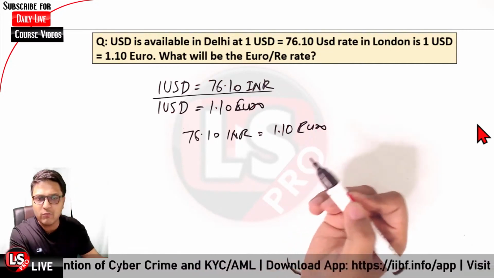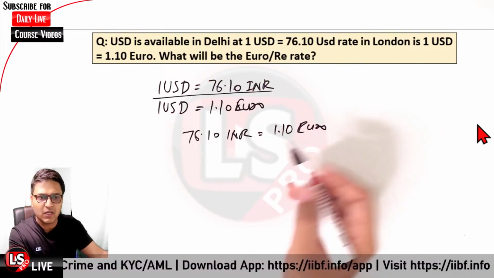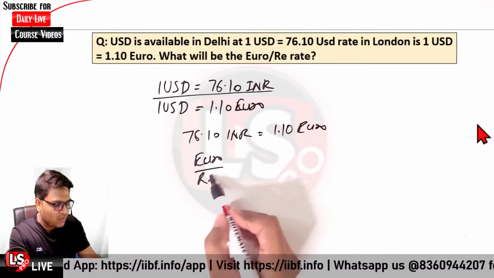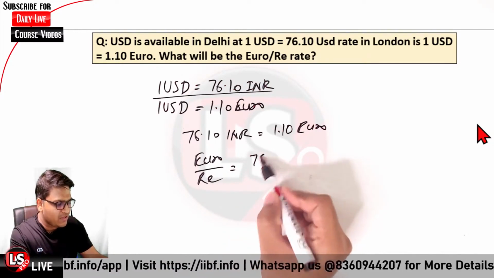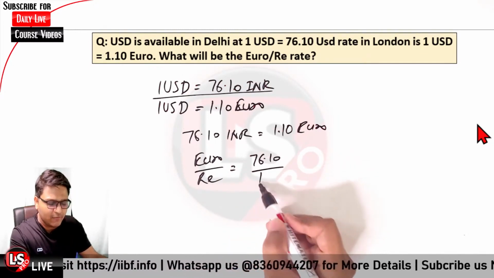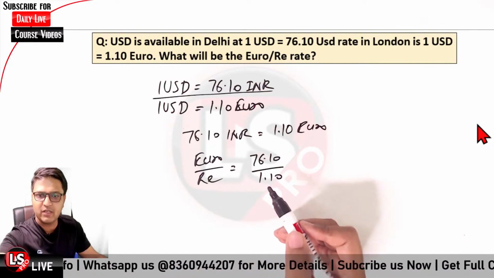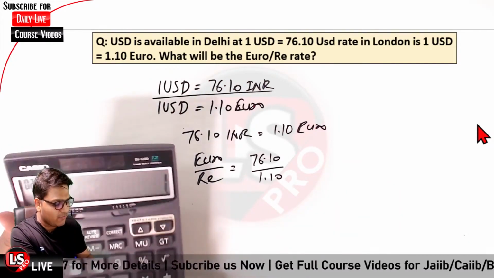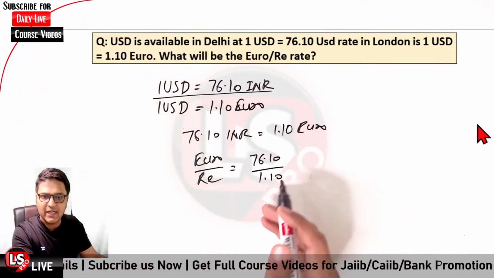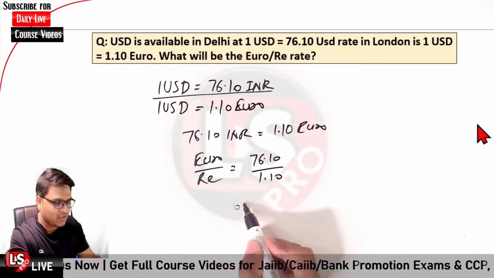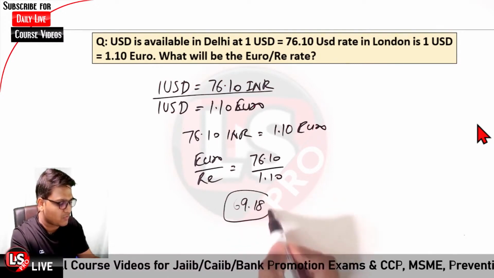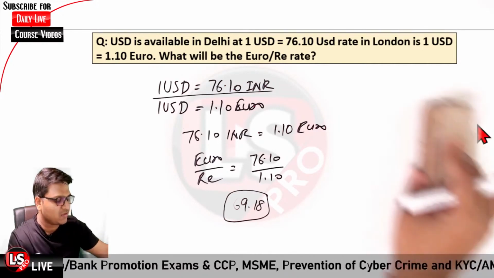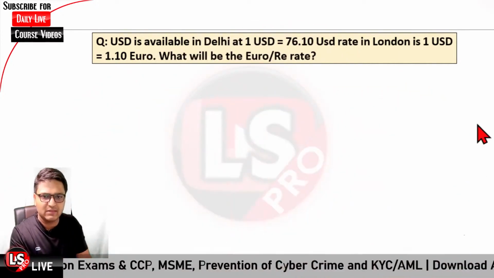And you need to calculate what fraction? Euro by rupee rate. So euro by rupee rate would be equal to 76.10 divided by 1.10. You can simply solve it using a simple calculator and there would be your answer. So it is 76.10 divided by 1.1, and that comes out to be 69.18. Okay, so that is the answer over here. So that was an easier numerical based on the previous concept.